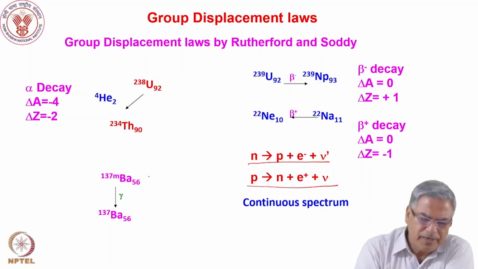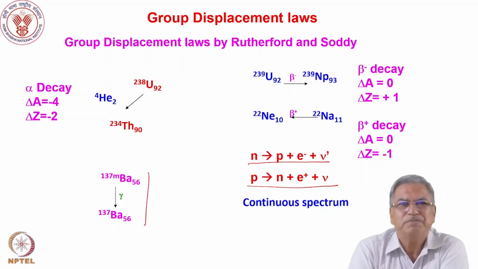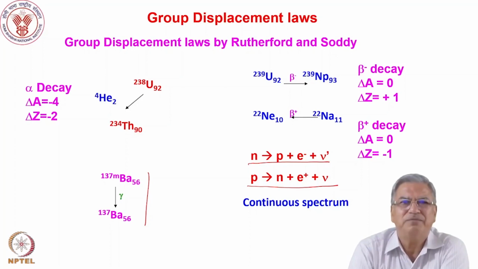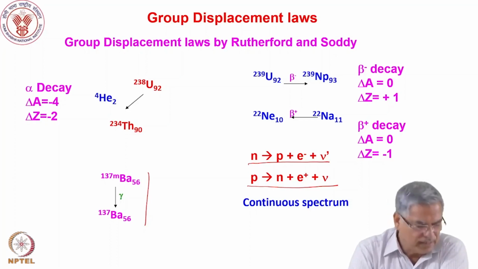The gamma decay, essentially you can see here, the excited state of a nucleus emits gamma ray, like excited atom emits X-rays, excited molecules emit UV visible radiations, excited nuclei emit gamma rays. So gamma ray is not essentially the decay of the ground state of the nucleus, it is the decay of an excited state.